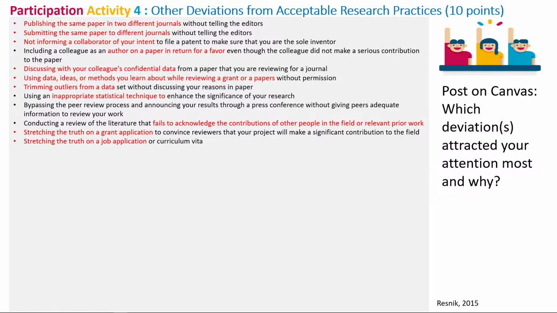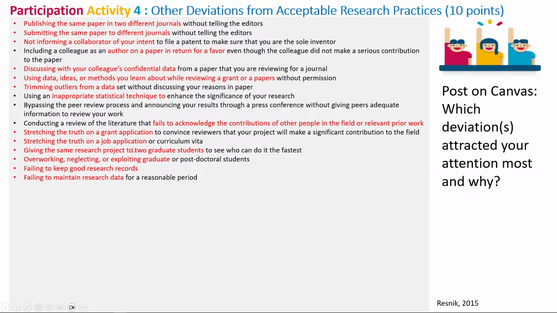But if you don't feel comfortable writing a recommendation letter, you can just tell the student, no, I'm not familiar with your work or something like this, and excuse yourself, if you're not willing to write a strong recommendation letter. Another one: give the same research project to two graduate students and see who will do it faster. I mean, this is not a decent thing to do.